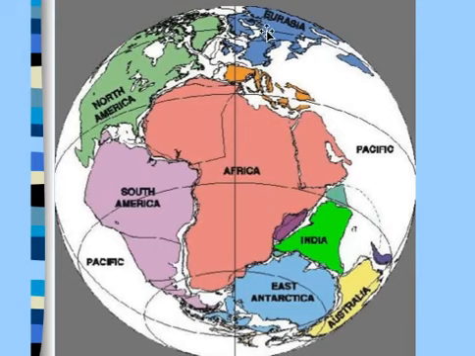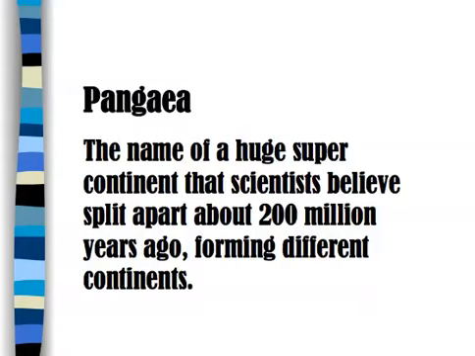Africa, Eurasia. Here's India down here. It's going to come up and join Eurasia. East Antarctica, and down there is Australia. Now let's look again at that definition. The supercontinent we call Pangaea, that scientists believe split apart 2 million years ago, forming different continents.